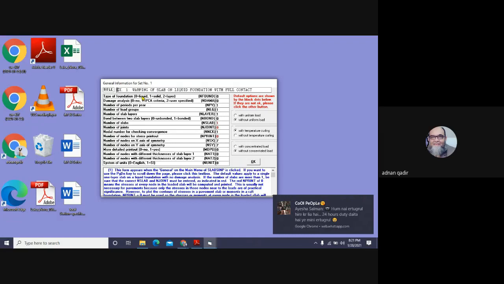Then there is a number of slab layers. We are thinking that this slab is resting directly on the subgrade. No lean concrete. We say they are not bonded. There is a number of slabs: there is one slab, and we say there are no joints in it. Node number for convergence, let's keep it like this. And for print, just keep the default values.